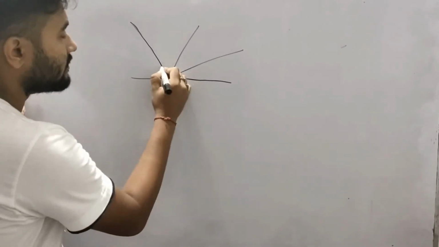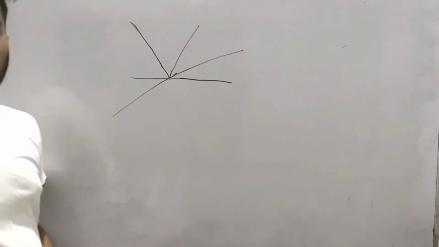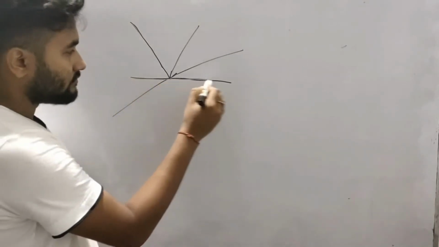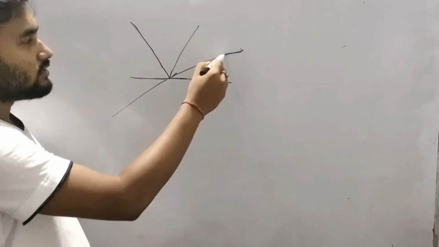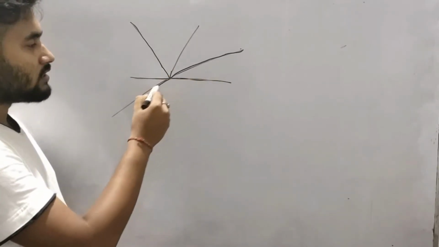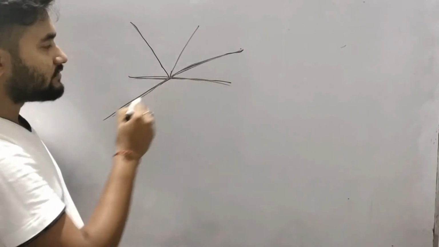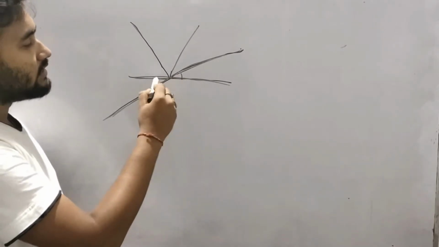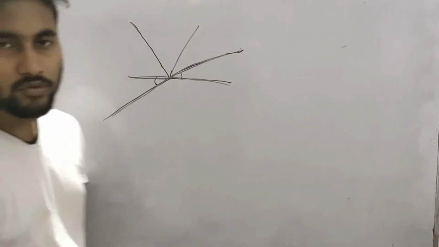Okay, this was the diagram. So which two angles will be vertically opposite angles? See, this is a straight line and one more straight line is there. This is another straight line. These two are the straight lines. So which two will be your vertically opposite angles? Only these two. These two will be your vertically opposite angles.